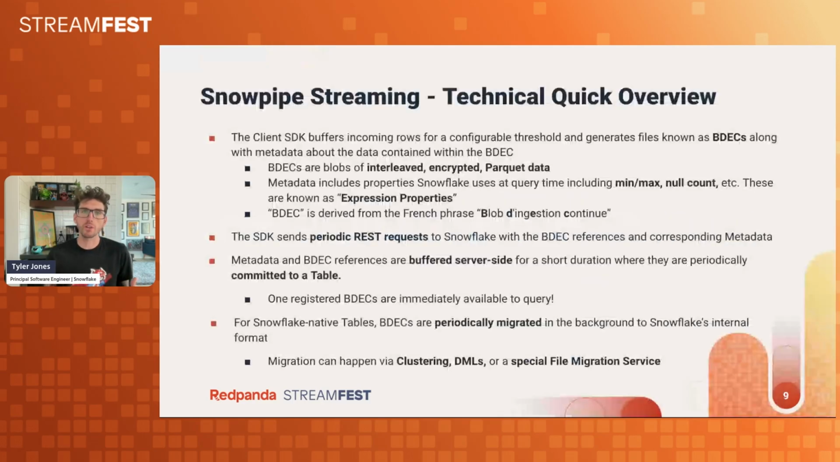To give a quick technical overview of ingest from end to end, we start with the client SDK, where it'll buffer data for some short period of time or a size threshold, depending on the throughput, and it will generate files known as BDEX, along with metadata about those files that it will then send to the Snowflake service. BDEX are simply blobs of interleaved encrypted Parquet data. They're comprised of what we call chunks of per table data that get registered to different tables.